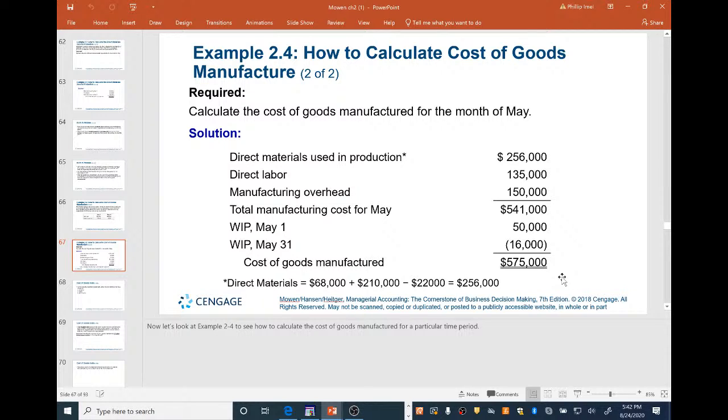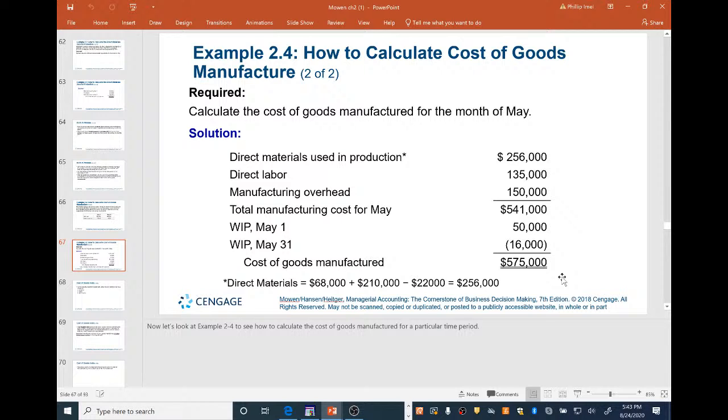Does this make sense to everybody? Let's just look through it one more time. How do we get the direct materials used in production? If it's not given, we take our beginning materials plus our purchases minus our ending materials. Correct. From there, what are the components of total product cost?